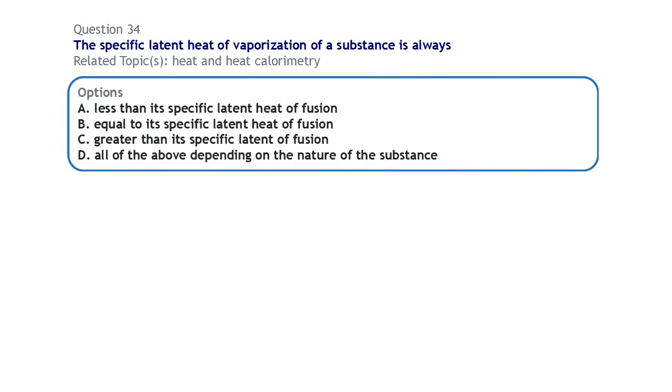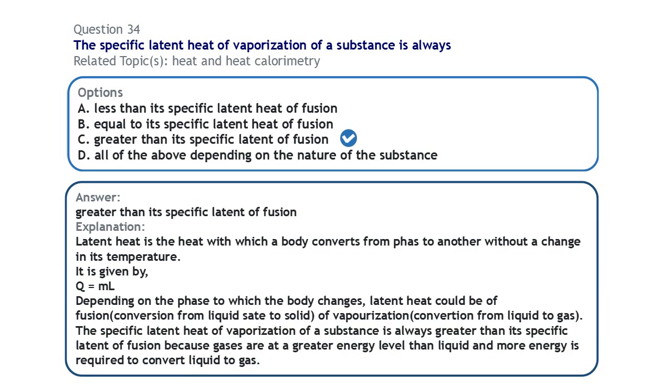Next on calorimetry. The specific latent heat of vaporization of a substance is always greater than the specific latent heat of fusion. Okay, the latent heat of vaporization is always greater than the latent heat of fusion.